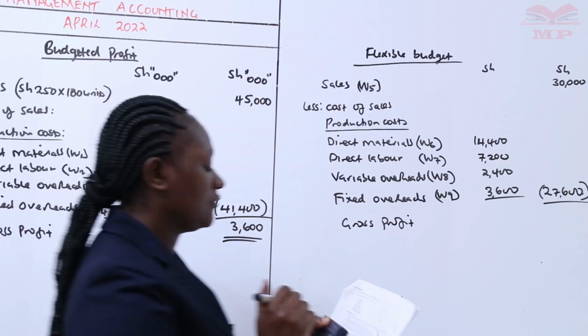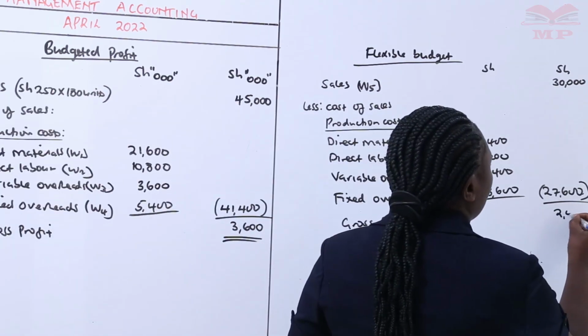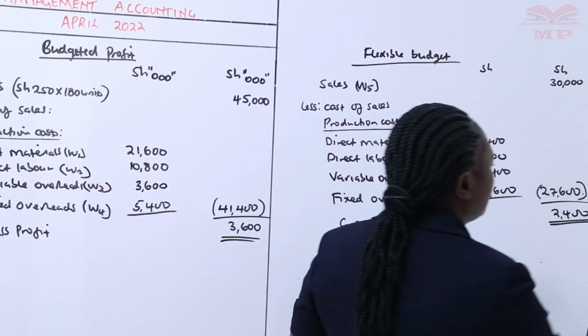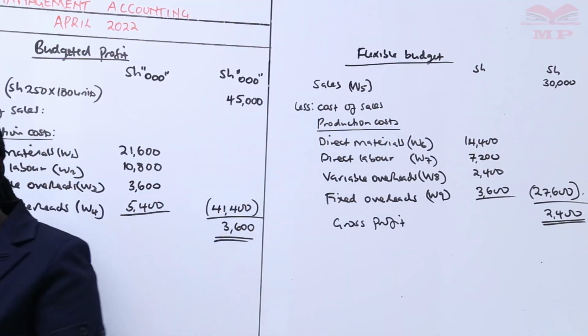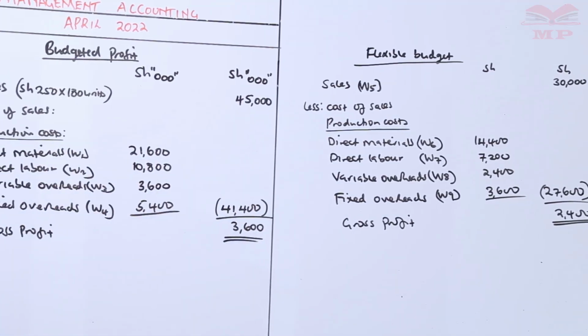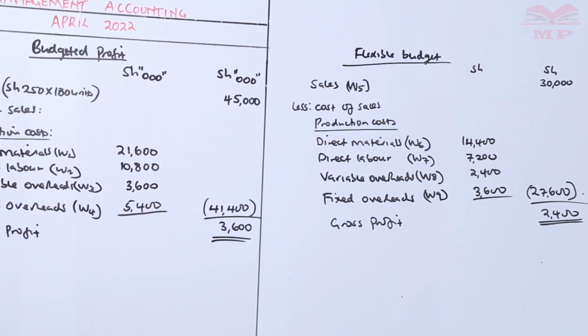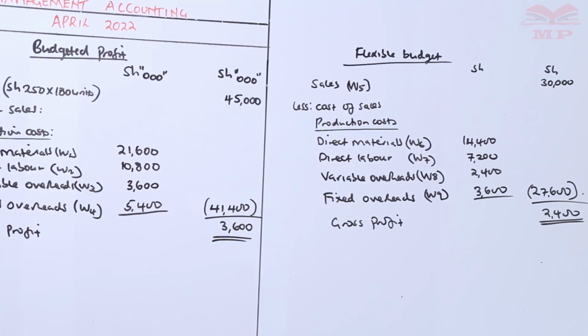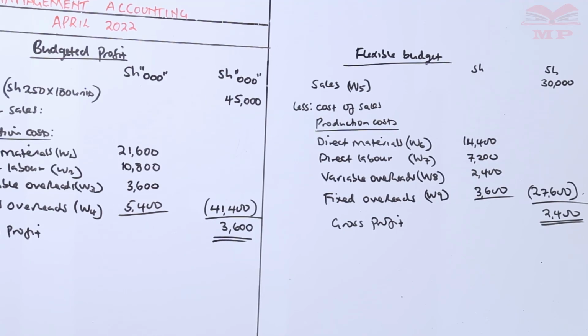The gross profit is 2,400, which is the variance. So that is Roman 2 of that question.